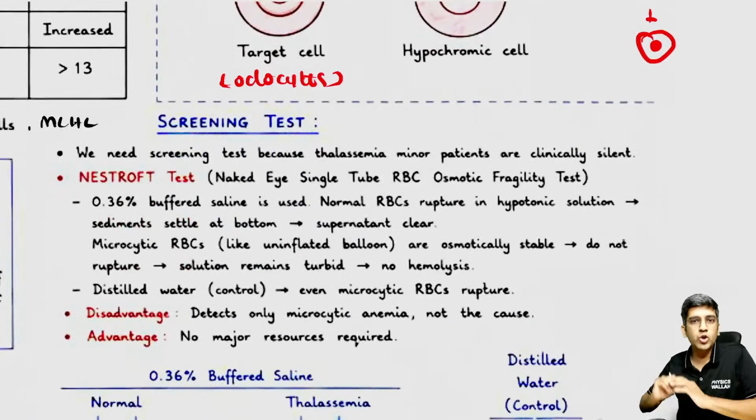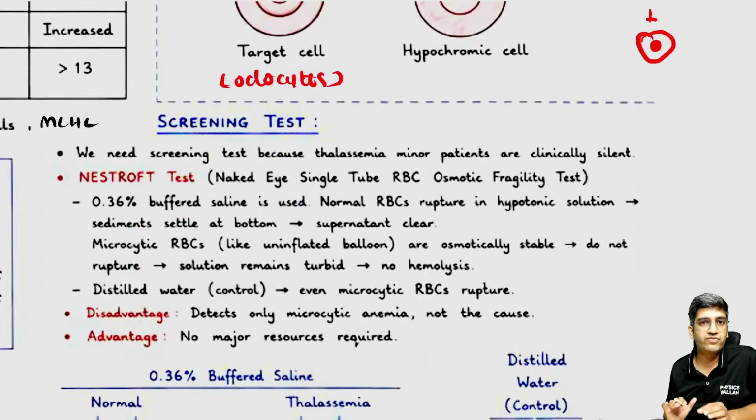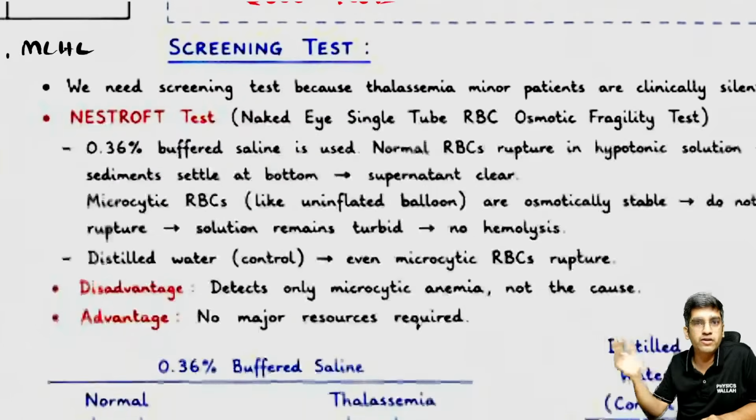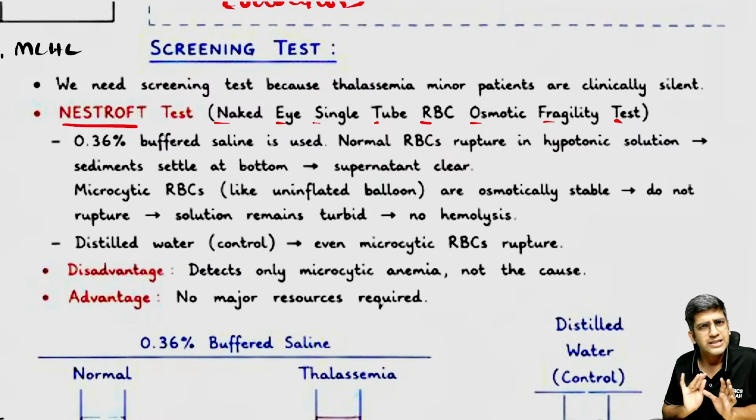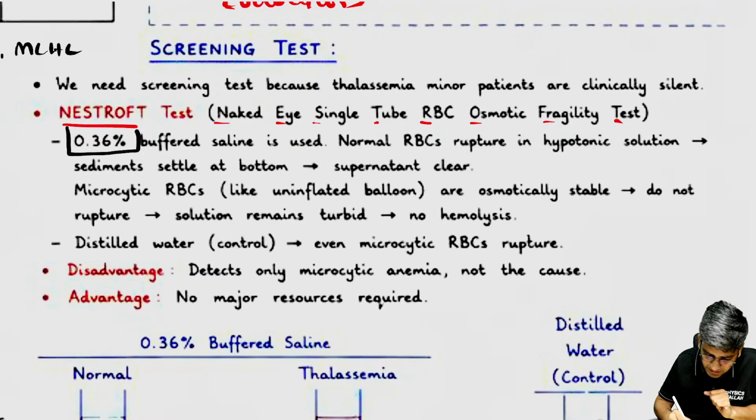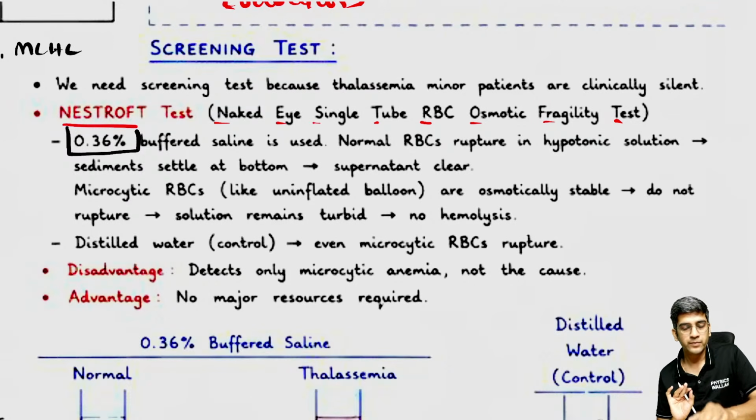Okay, if I want to go to a village and screen 100, 500 people, I can't take a microscope or a machine, right? We just do NESTROFT. NESTROFT is a naked eye, single tube, red cell, osmotic fragility test. What we do, we take 0.36% buffered saline in a test tube.